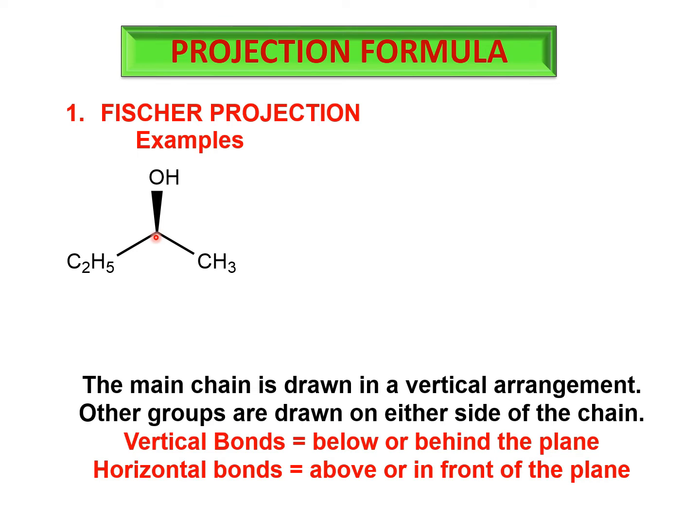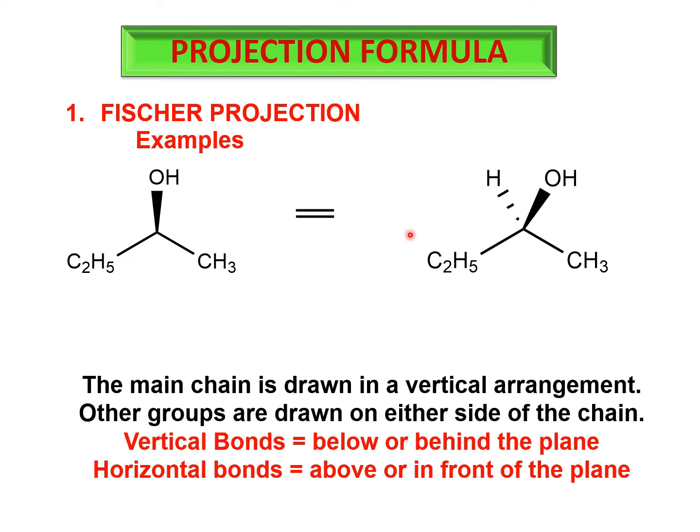So just for your understanding, I draw it like this. And this doesn't mean that the bonds have tilted or these groups have tilted. They are still in this form, but just to show you that there is a hydrogen group which is behind the plane, it is drawn with a dotted line. I have just tilted the bonds. Now this is a three-dimensional structure for 2-butanol. How to draw a Fischer projection for this structure?